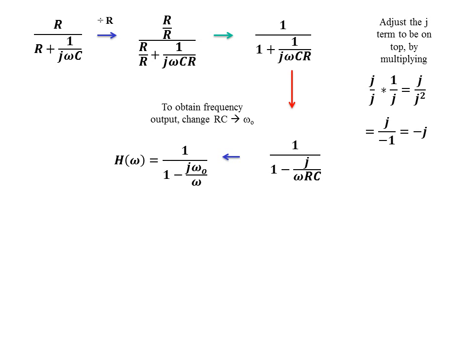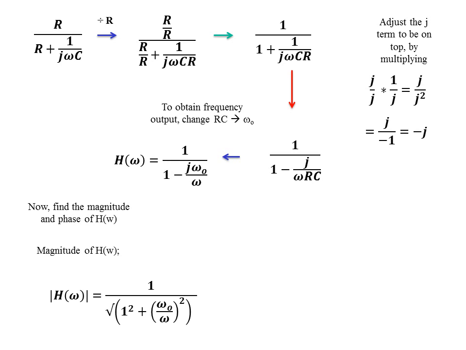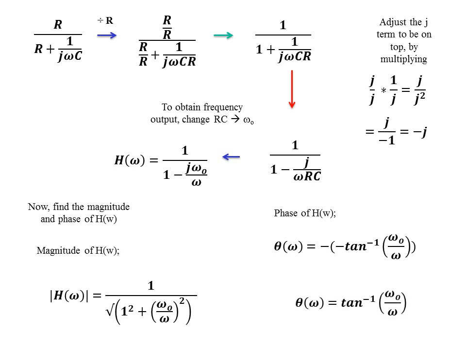Now that was the transfer function, and from it we can get the magnitude plot and the phase plot. Let's look at magnitude first, and we get it as simply 1 over square root of 1 squared plus (ω0 over ω) squared. For the phase term, we get it is equal to minus arctangent of ω0 over ω, and this in turn becomes arctangent of ω0 over ω.